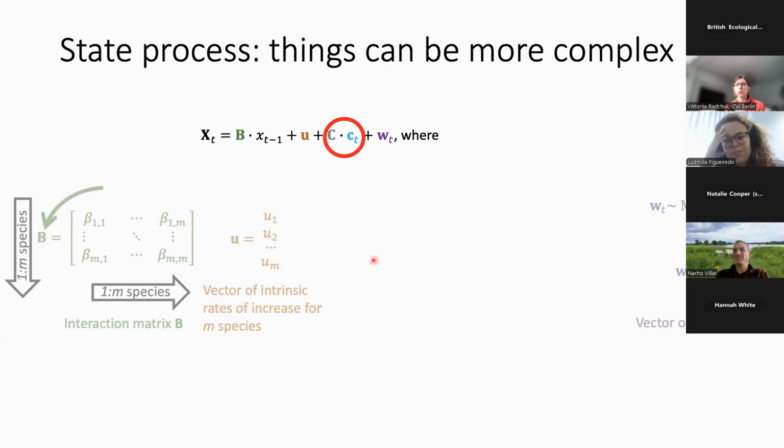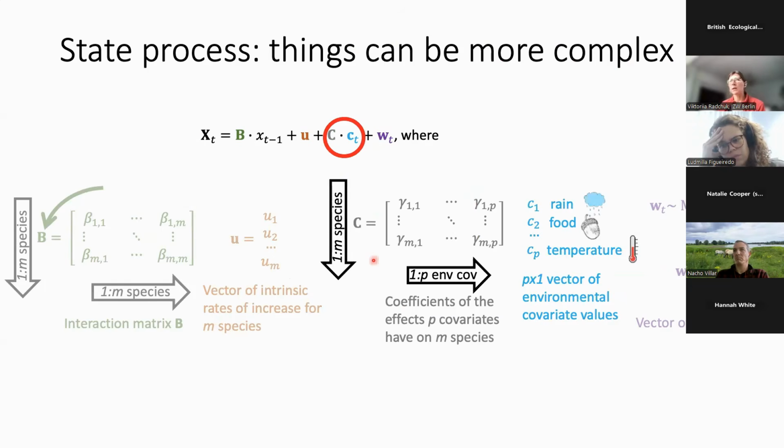We may have a much more complex specification of this model. For example, for ecologists, it's often interesting to assess the effect of environmental covariates on community dynamics. And that's done by including a C_t, which is a vector of P by 1 of environmental covariate values. Examples of environmental covariates can be rain, food, and temperature. This P by 1 vector, the user supplies, and no missing values are allowed in this vector. They cannot have missing values.